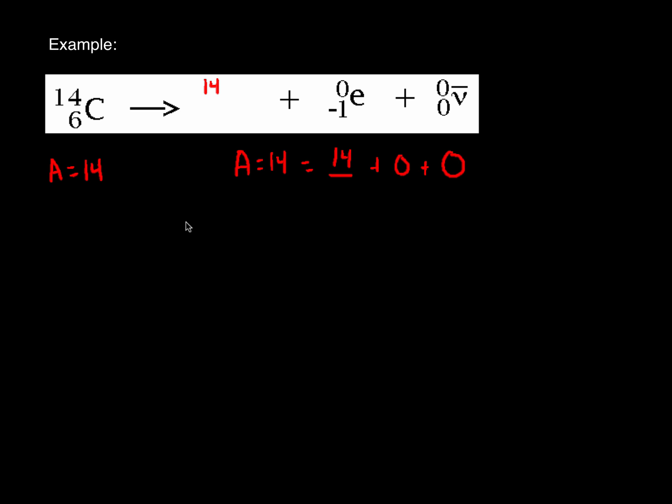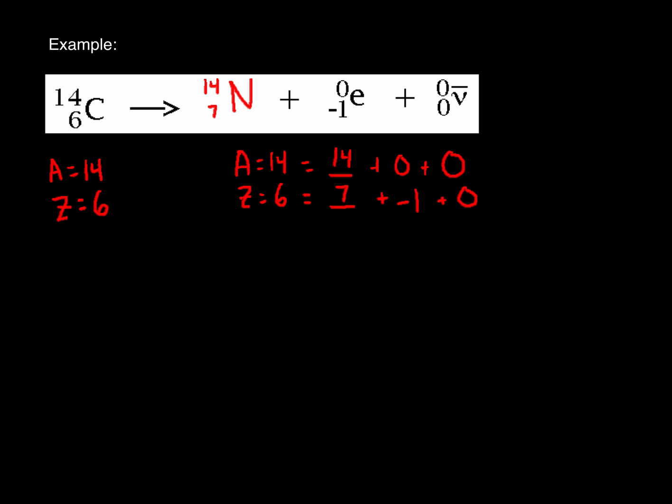Next, we look at conservation of charge. Z is equal to 6 on the parent side of the equation. Z also has to equal 6 on the daughter side of the equation. So our unknown plus -1 plus 0 has to equal 6. 7 plus -1 plus 0 makes 6, which means the daughter nucleus must have an atomic number of 7. If you look it up on the periodic table, you'll find nitrogen is the element with atomic number 7.